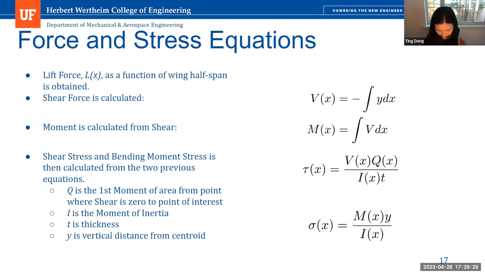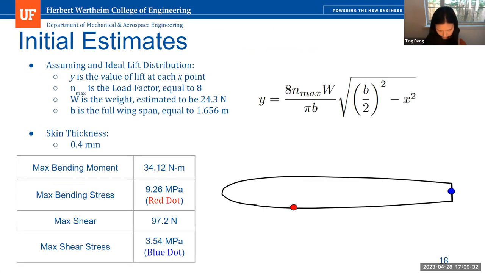And page 18. I didn't see the detailed calculation, so I cannot really say much, but if the maximum normal stress is 9.26 and the maximum shear stress is also caused by the same external load, let's say the lift distribution will generate a bending moment and cause normal stress, and this lift distribution also gives the transverse shear force, and it generates shear stress. This shear stress should be several orders of magnitude lower than the maximum normal stress.